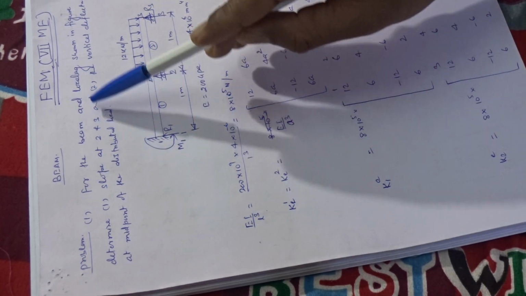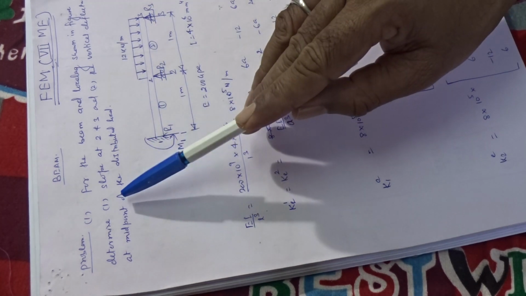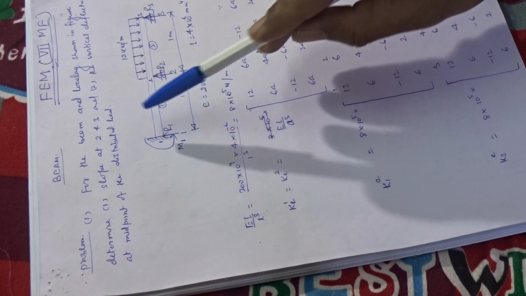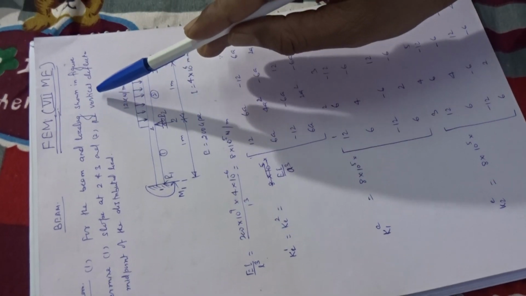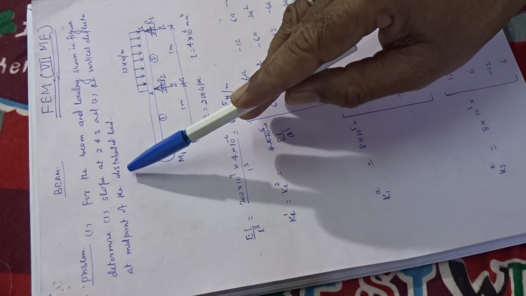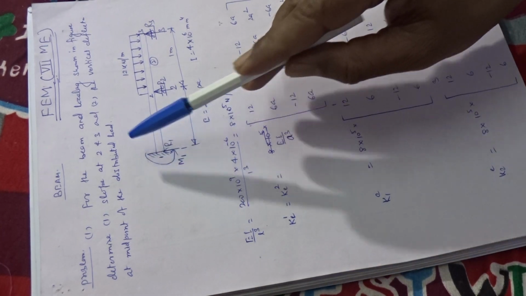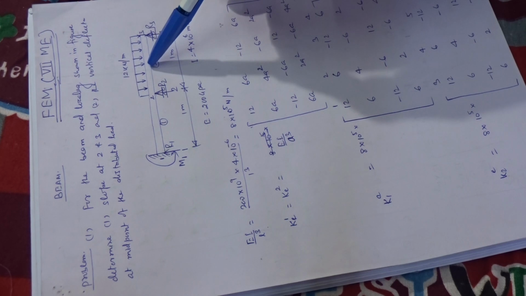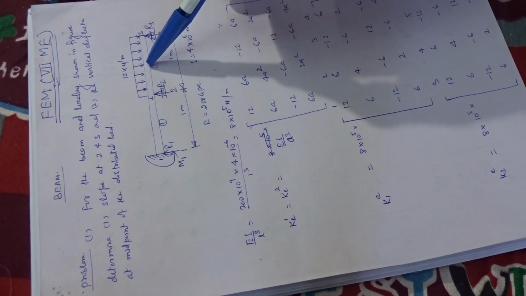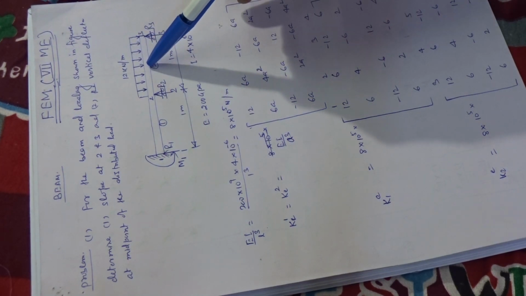For the beam and loading shown in the figure, determine first the slope at 2 and 3, and second, the vertical deflection at the midpoint of the distributed load. That is, you have to find the deflection at the midpoint of the distributed load.